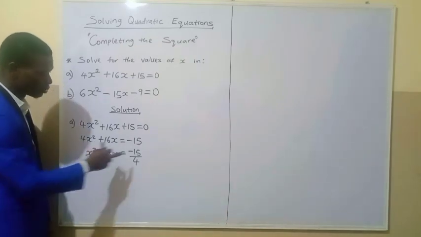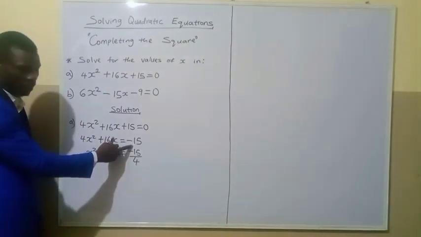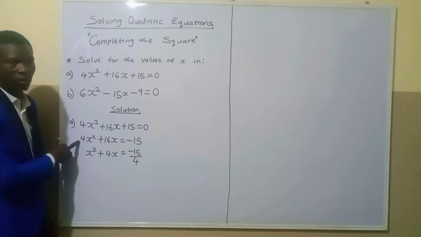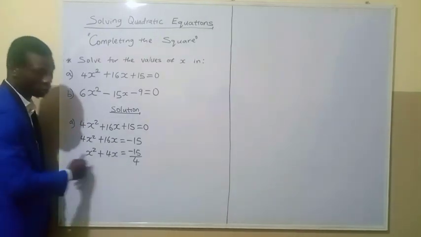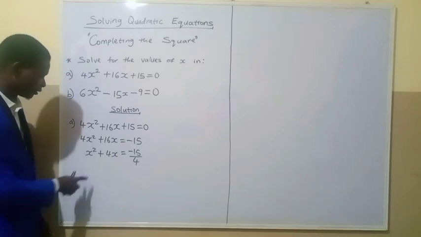Remember again, the first thing to do is to isolate the constant term. The next thing, if the coefficient of x squared was not 1, then you have to make the coefficient of x squared to be 1 by dividing through by the coefficient of x squared. That's the second step to take.